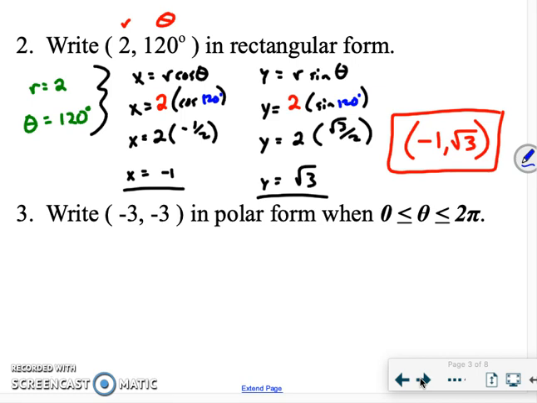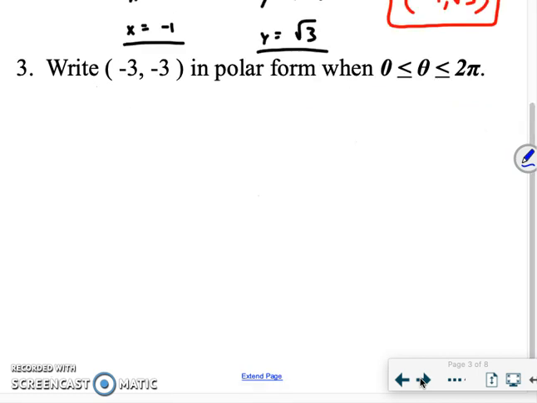Now we want to write the point -3, -3 in polar form when theta has to be between 0 and 2 pi. So I'm given rectangular, so I currently know x and y. Just like before, x is -3, y is -3. Not that it's coming up right now, but we can look at this point and say, okay, -3, -3, I'm in the third quadrant. Again, not that that's crucial at this particular moment, but we should take stock in the fact that yes, we are absolutely located in that third quadrant.